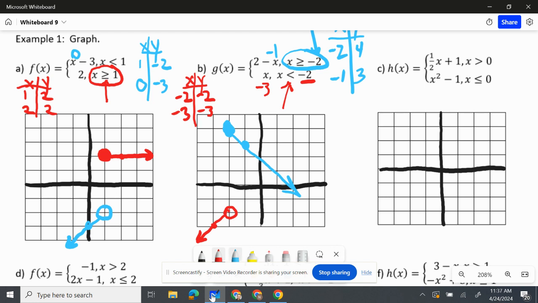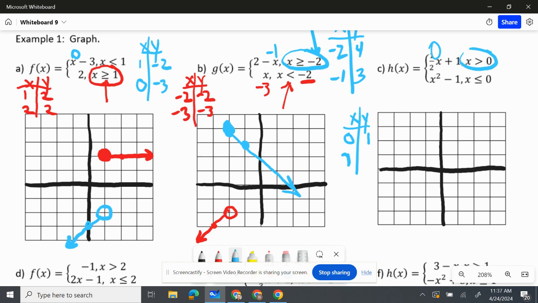Looking at letter C, we're doing the same thing. I'm going to have my chart. My domain starts at 0. So I have a 0 here. When I plug a 0 in, what I get is 1. Then what I'm going to do is plug a number greater than 0, which would be 1.